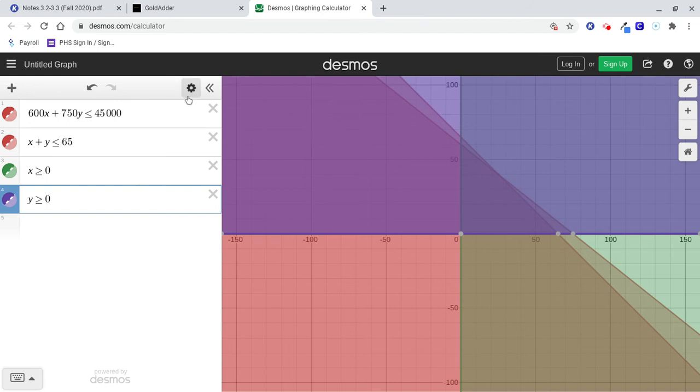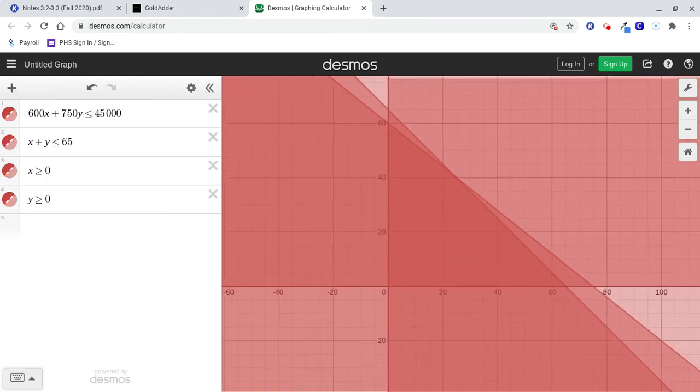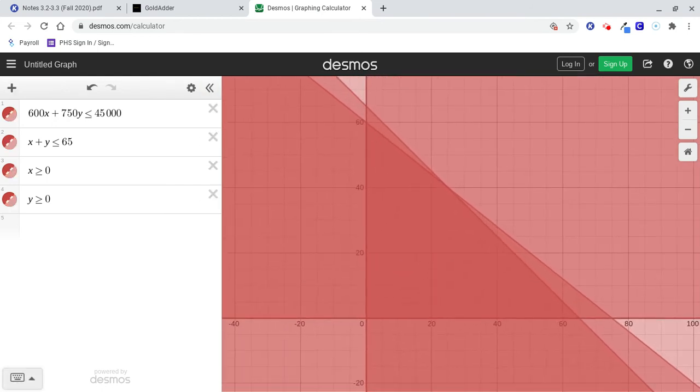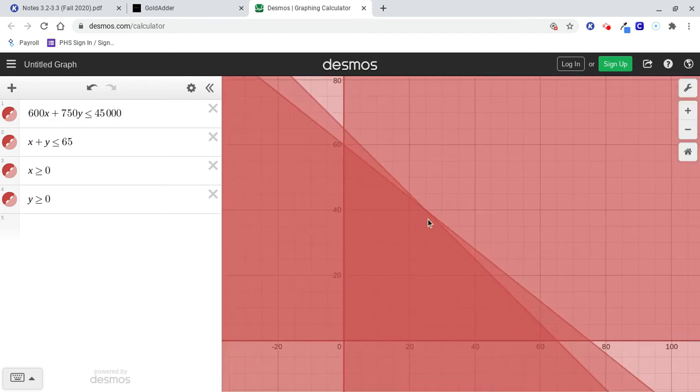Okay. Again, if you'll change everything to the same color on Desmos, your answer is the region that's been shaded all 4 times. Okay, the darkest region. And that's this quadrilateral shape right here. So let's zoom a little bit, maybe, if we can. Okay. And basically, we want to know these corners.